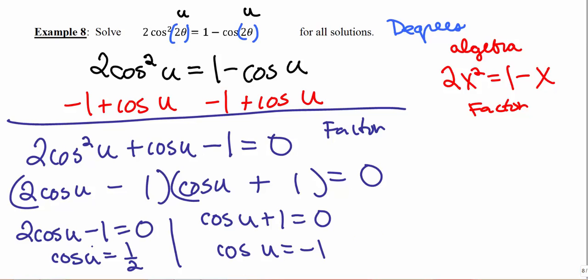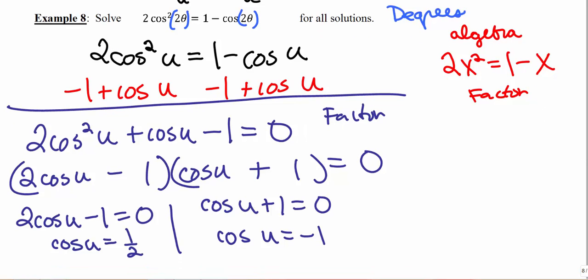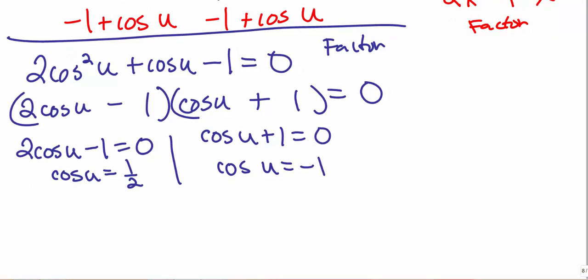Now, what is u actually standing for here? Well, u stands for the original input angle, which we had as 2 theta. So I'm going to go back to the original 2 theta, so we can see what we're actually trying to solve. Cosine 2 theta is equal to 1/2. Cosine 2 theta is equal to minus 1. Now we are asked to solve for all possible solutions, so we don't have to worry about a specific interval for theta itself.